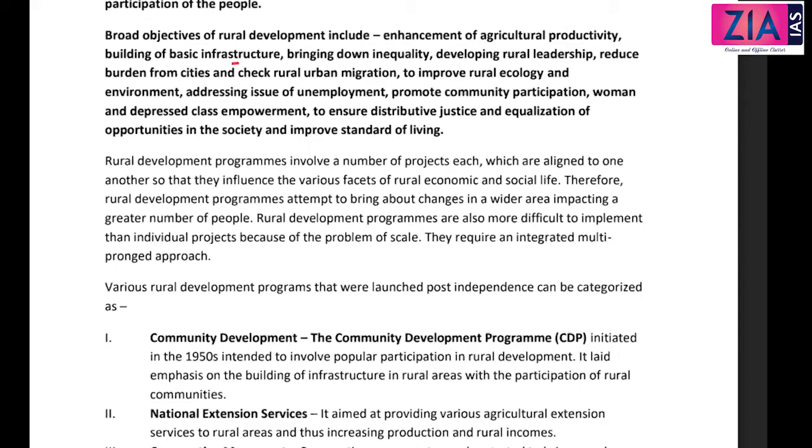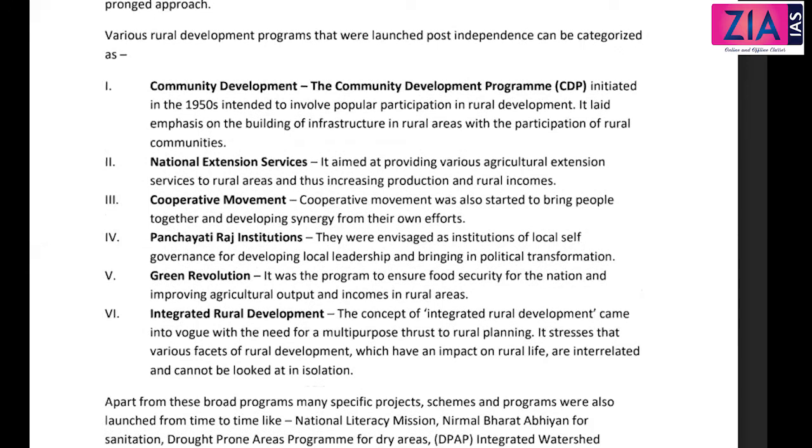Building basic infrastructure, bring down inequality. Developing rural leadership, reduce burden from cities, and check rural-urban migration. Improve ecology and environment, issue of unemployment, community participation, women empowerment, depressed class empowerment. Okay, these are the various rural development programs. Out of this, this is important for us. This is obviously important for you from the paper 2 point of view, GS paper 2. This is anyway sociologically important.